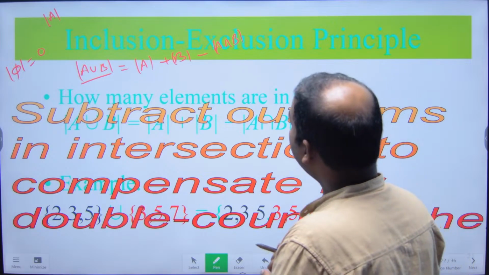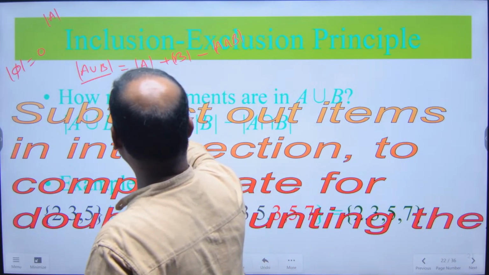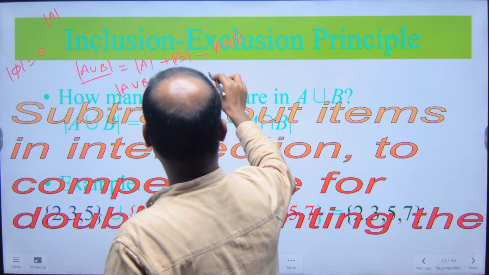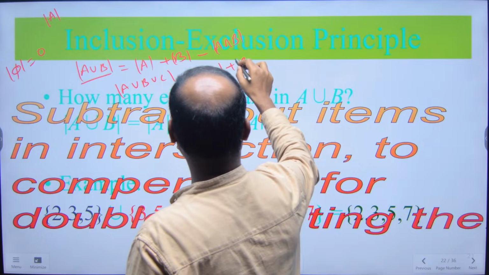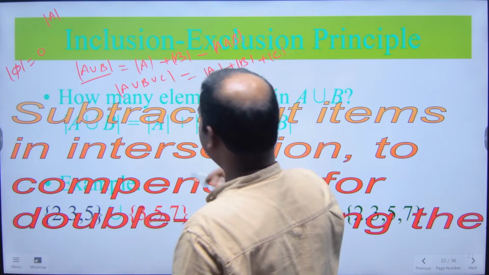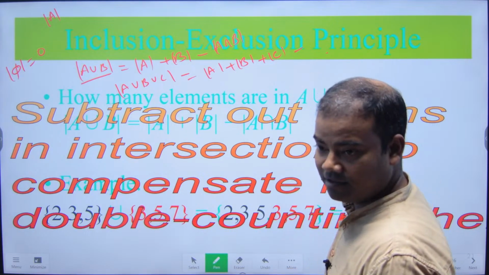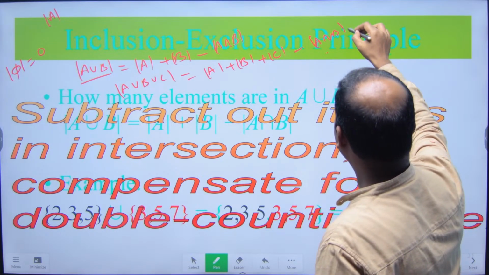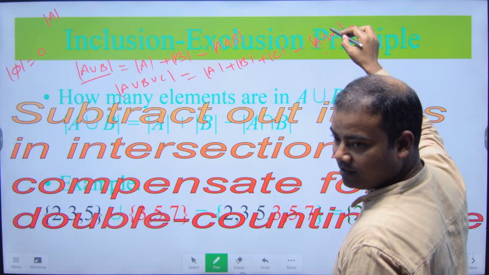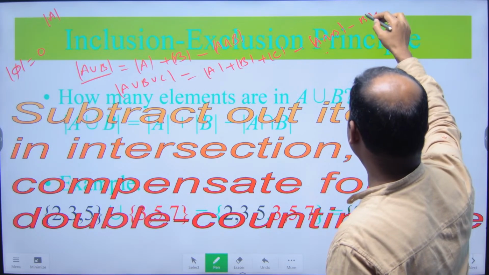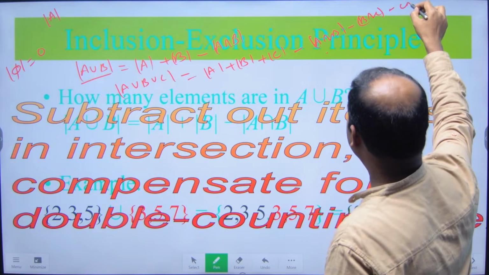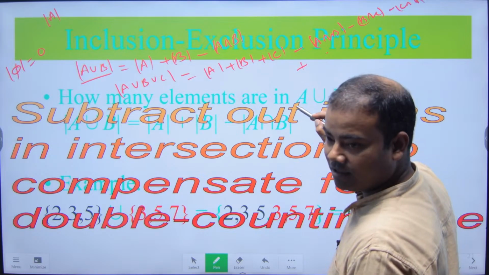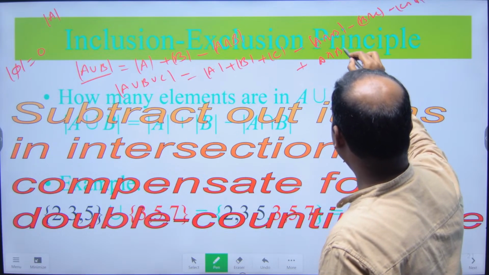If you extend this, what happens? The number of elements in A union B union C is equal to what? The number of elements in A plus the number in B plus the number in C, minus A intersection B, minus B intersection C, minus C intersection A. Anything else? Plus A intersection B intersection C.